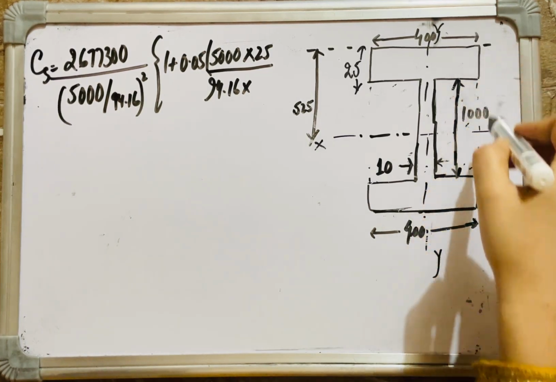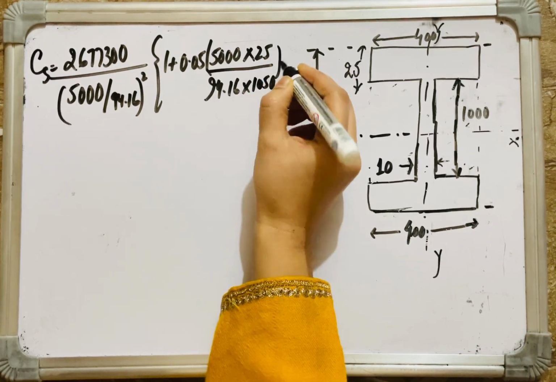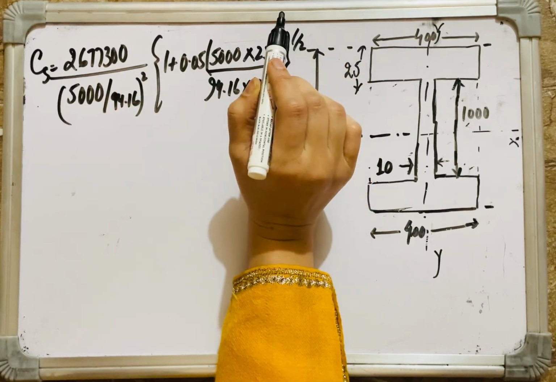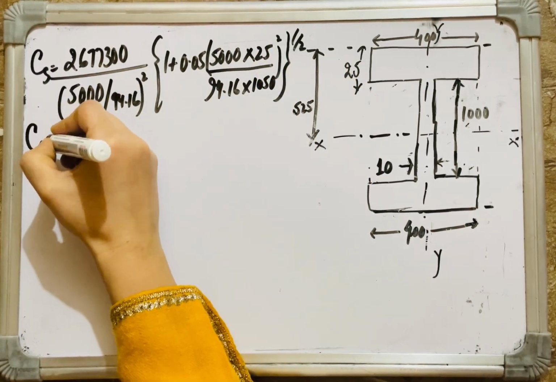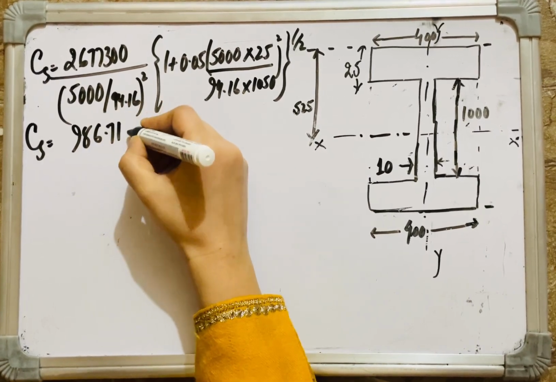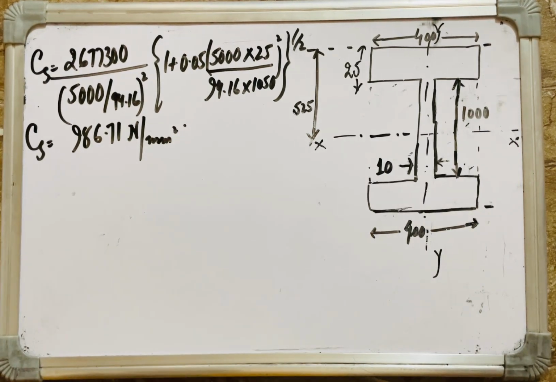Depth of this whole I section is 1050, square of it, and whole raised by 1 by 2 Newton per mm square. By calculations, my elastic critical stress is 986.71 Newton per mm square. Alright, so by calculations, my elastic critical stress is how much? 986.71 Newton per mm square.